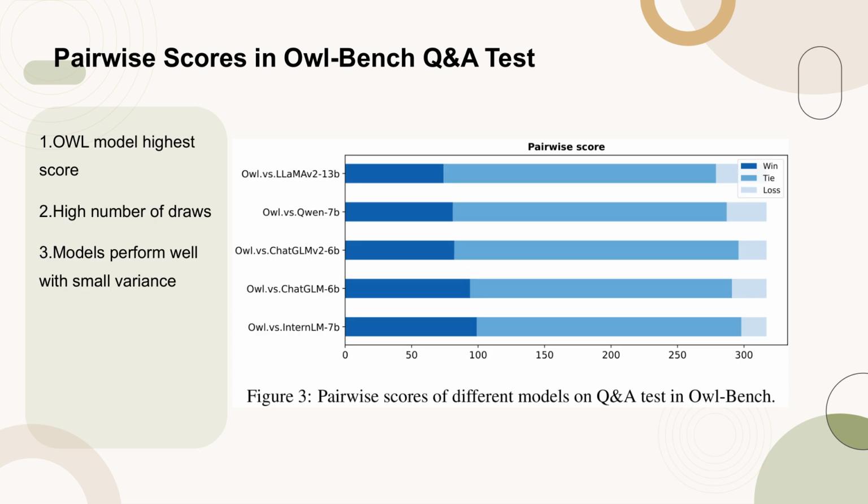Figure 3 presents the pairwise scores of various models on the Q&A test within the OWLbench framework. Notably, the OWL model achieves the highest score, indicating its superior performance. However, the figure also highlights a significant number of draws between models, suggesting that in many instances, both models generate satisfactory answers according to GPT-4. Overall, the models exhibit strong performance with only a small variance in their scores, reflecting consistency in their Q&A capabilities.